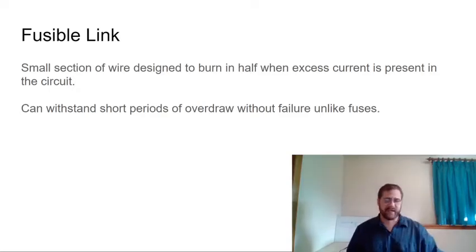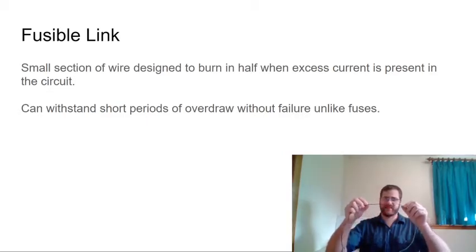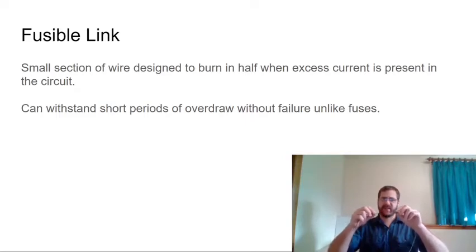Okay, a fusible link, and I don't have an example of this, but we can kind of use this wire. You're not going to be able to see it on camera, but this black wire is smaller than the green wire. It's smaller around. So a fusible link is a piece of specialized wire that is smaller than the circuit that it is protecting. This usually comes straight off a battery.